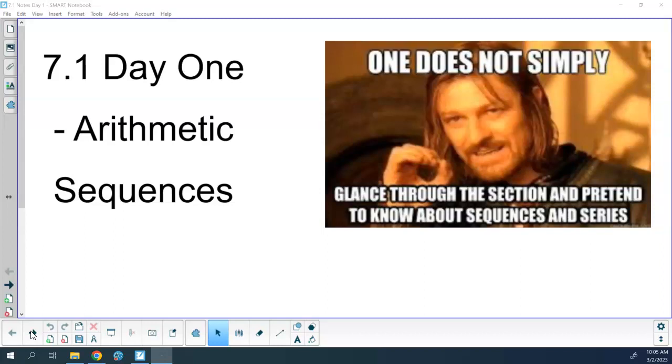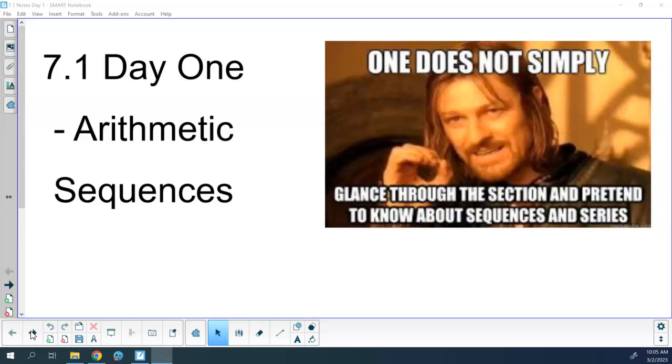Okay? We're going to be talking sequences and series today. Today we're going to be talking arithmetic. Tomorrow we'll be talking more arithmetic. Monday we'll be talking applications of arithmetic sequences and series. What I mean by that is word problems. Everybody loves them. Okay? And then we'll dive into geometrics, and then we'll dive into infinite geometrics.